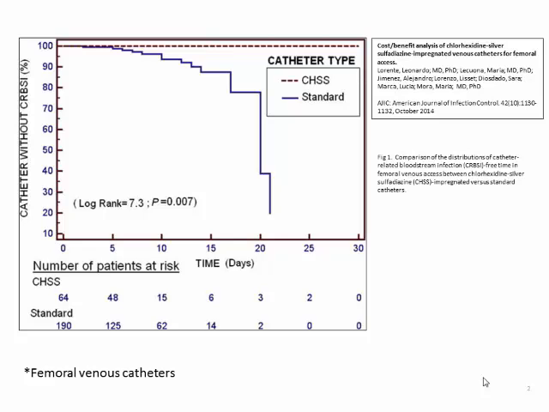So as you can see, the dotted line is for the CHSS catheters all through 30 days, whereas the standard ones did start getting infected with time. By 20 days, there were 2 standard catheters left, and they both seemed to be infected. These 2 are both in femoral catheters.